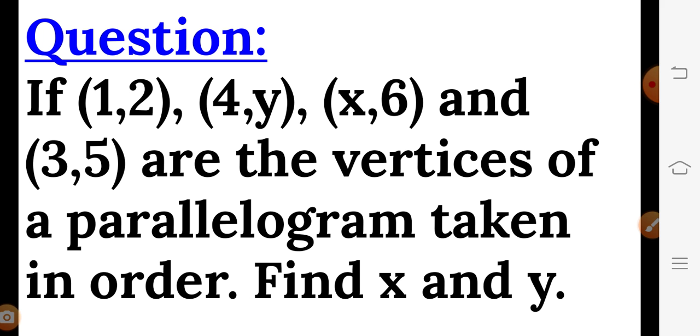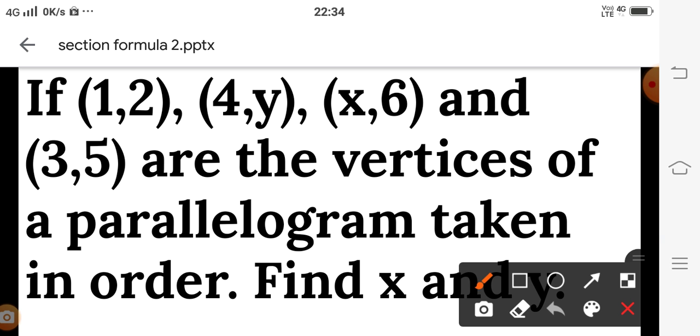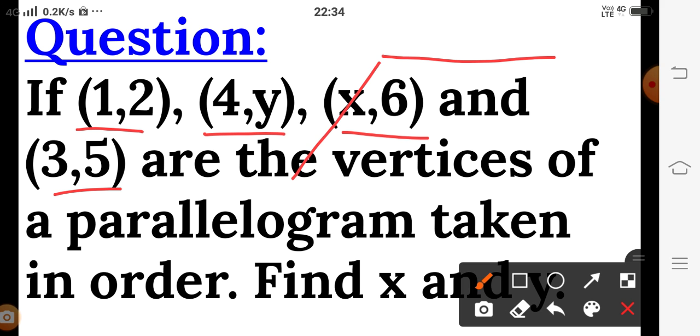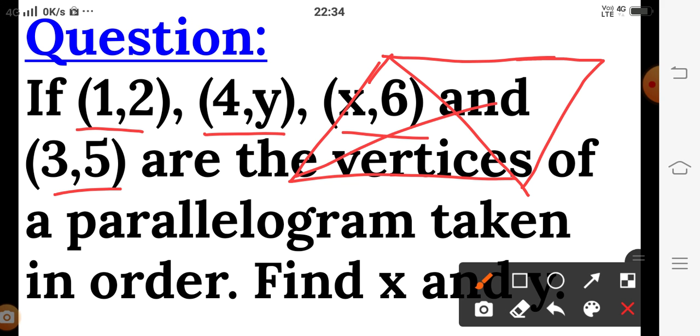Let us solve one more question, and this is also from your NCERT book. These coordinates are given: (1, 2), (4, y), (x, 6), (3, 5), and these are the vertices of a parallelogram. A parallelogram, we know, has opposite sides equal and parallel. Diagonals are unequal, and diagonals bisect each other.